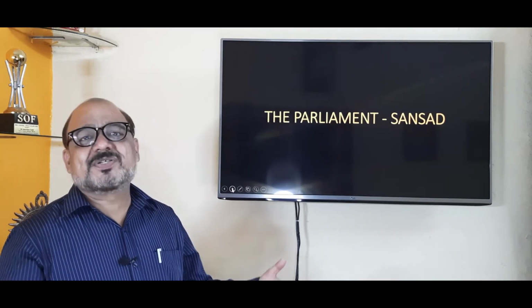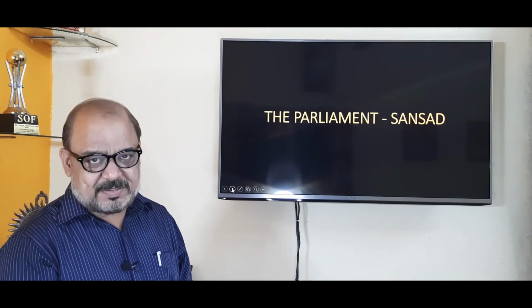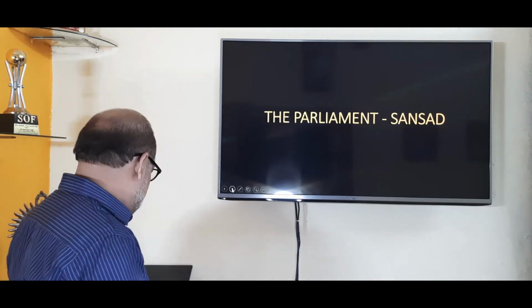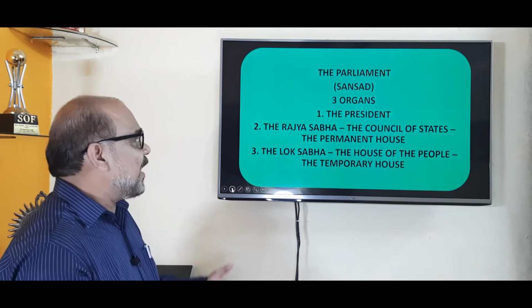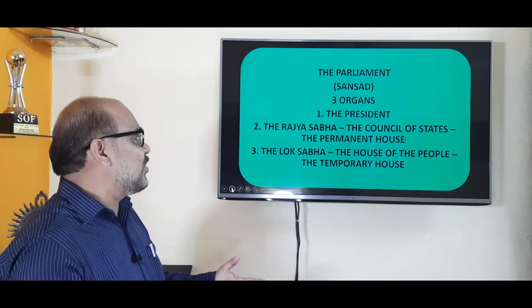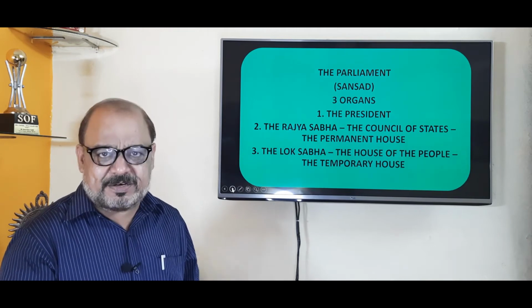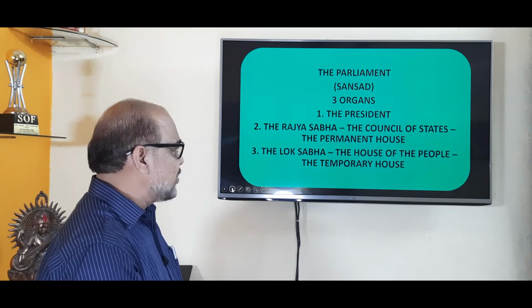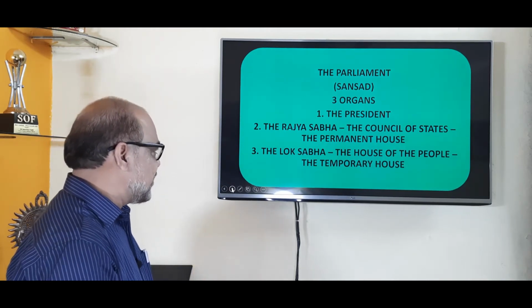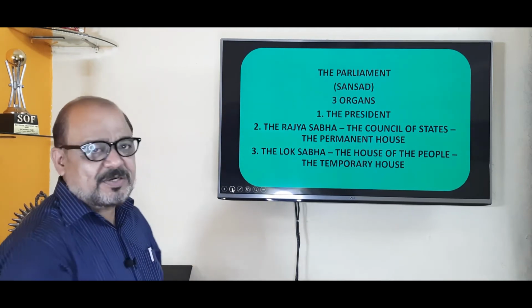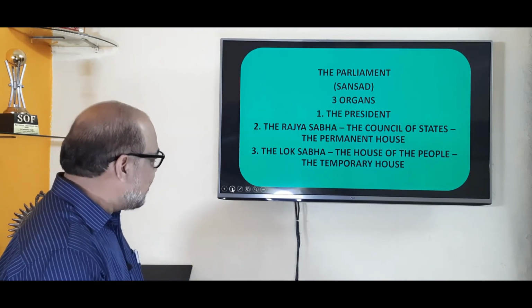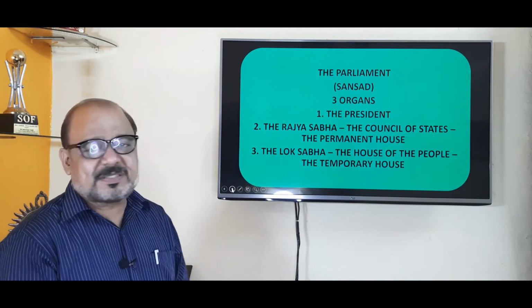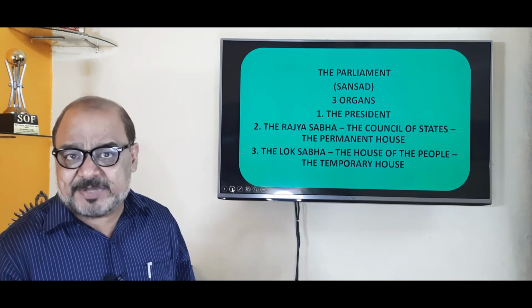Parliament, that is the Sansad of our country. The parliament in English, and in Hindi we call it the Sansad. The parliament has three organs as we have discussed in the beginning of this lecture also. The first organ is the president, the second organ is the Rajya Sabha. It is also called the Council of States. It is the permanent house because it is never dissolved. The third organ is the Lok Sabha, that is called the House of the People, and it is the temporary house because it can be dissolved.